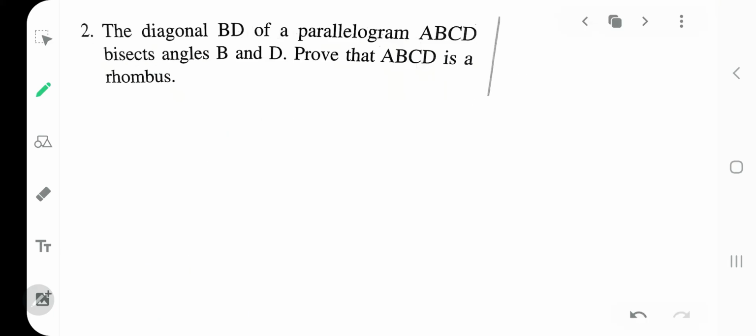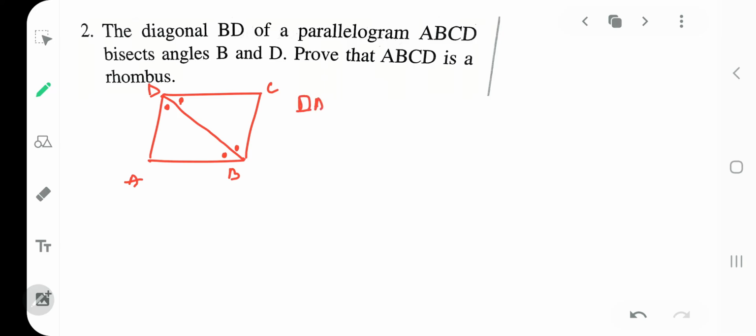Next we have diagonal BD of a parallelogram ABCD. So I'll draw ABCD first. Diagonal BD, so I'll join this. Diagonal BD of a parallelogram ABCD bisects angles B and D. Of course the diagonal bisects, so these angles are equal. Prove that ABCD is a rhombus. You have to prove that quadrilateral ABCD is a rhombus.